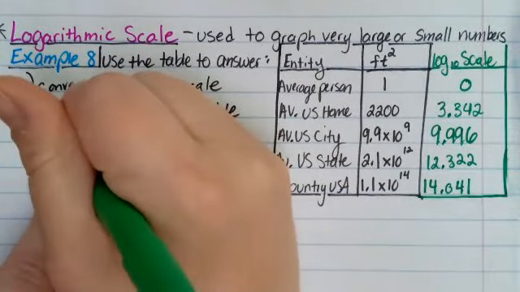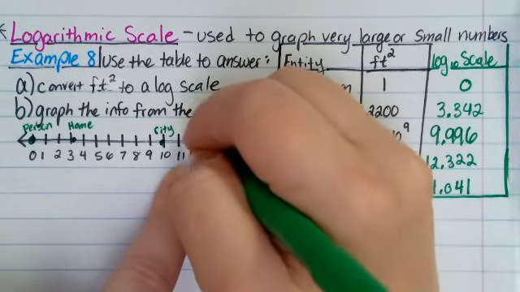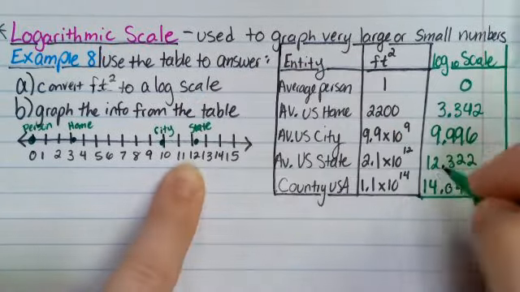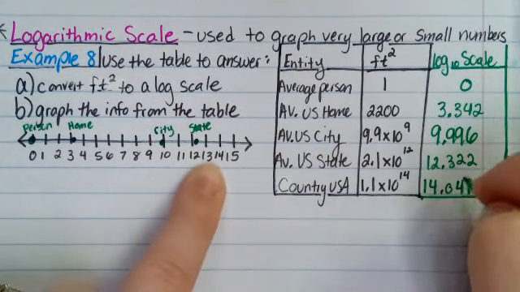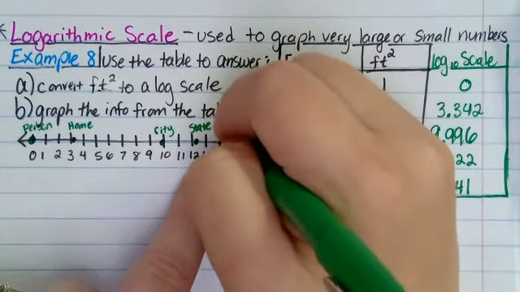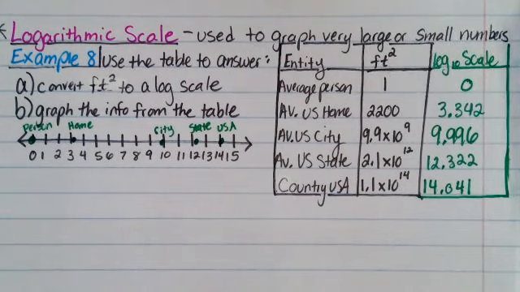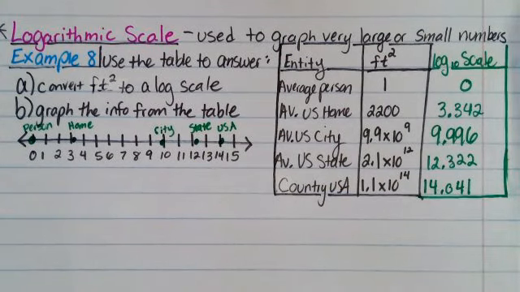Okay, then we're looking at 9.996 for our US city. So that is right there, almost at 10. So we're going to say, is that city? Yeah, city. Then state, we're looking at 12.322. State. And then country, we've got 14. USA. Just like that. Okay? So there's our nice little number line.